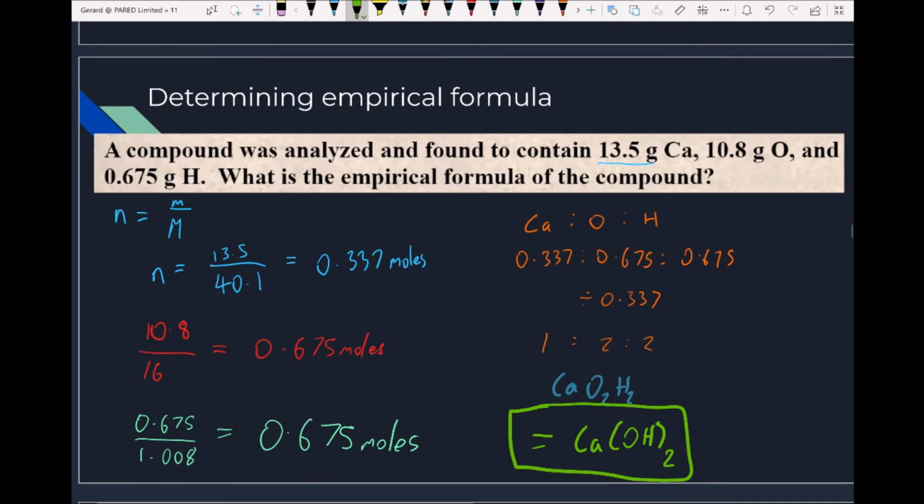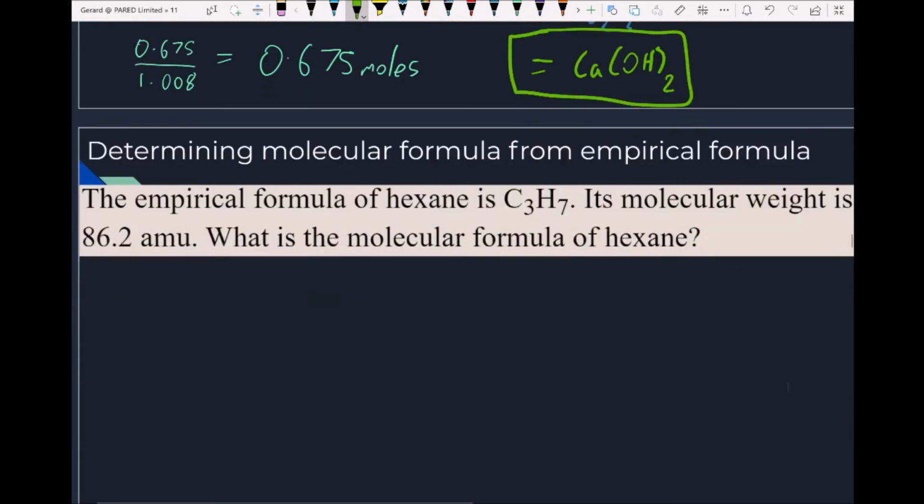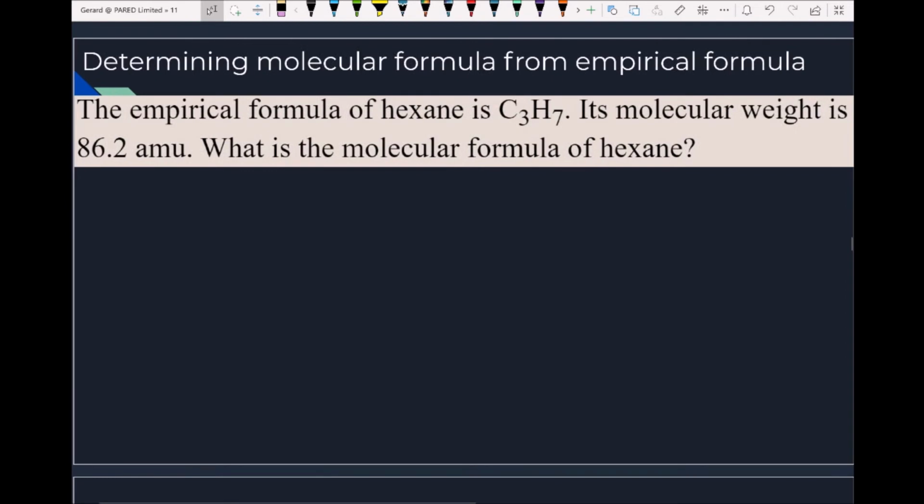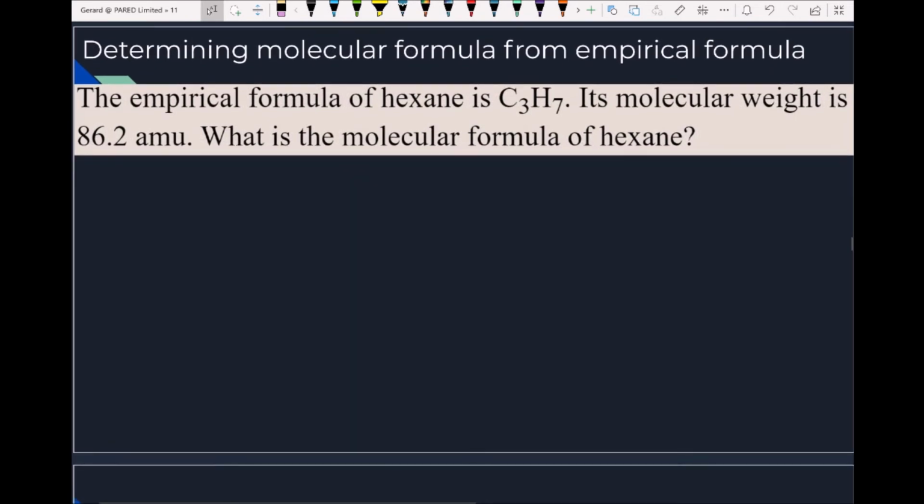Okay, and that's just by working out the number of moles and then trying to find the simplest whole number ratio of those moles and applying it inside an equation. Alright, so determining the molecular formula from the empirical formula. The empirical formula of hexane is C3H7. Its molecular weight is 86.2 atomic mass units. What is the molecular formula of hexane?